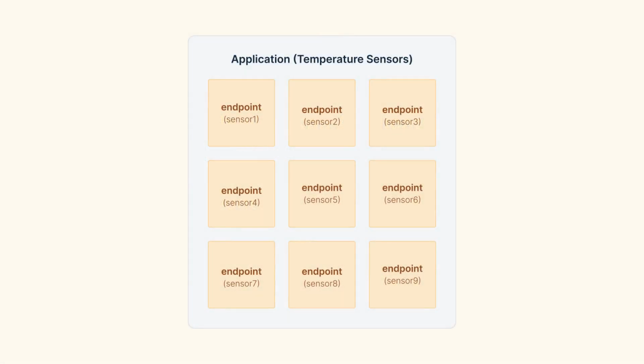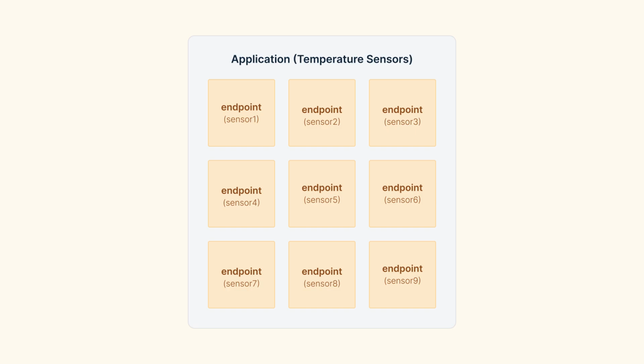To better understand what Kaa assets are, let's first look at the problem they're designed to solve. In the Kaa platform, everything, and I mean everything, starts with applications and endpoints. In the example shown here, we have an application called Temperature Sensors, and it has 9 endpoints connected to it.